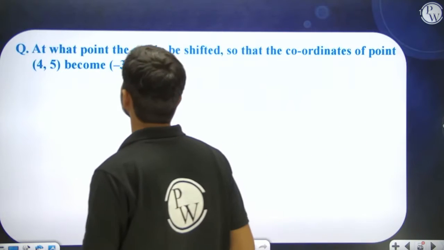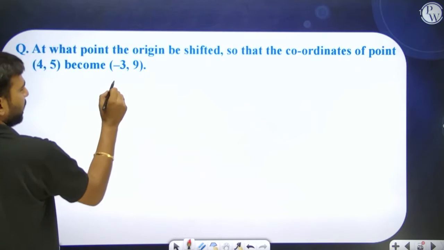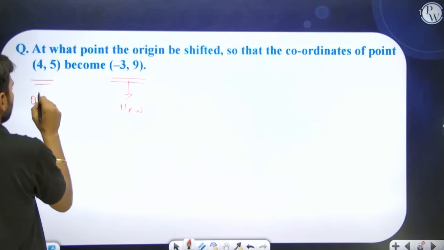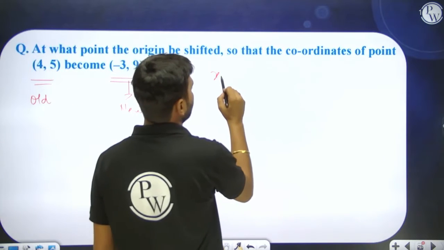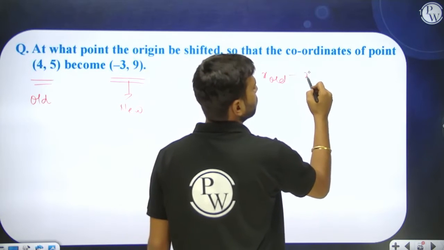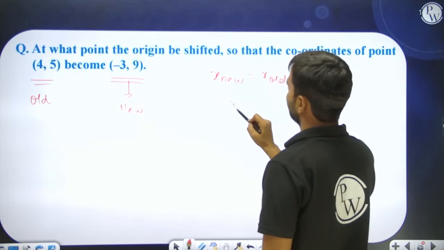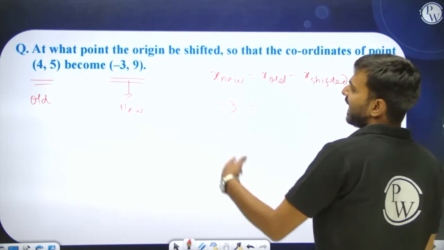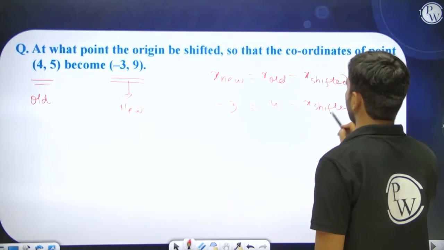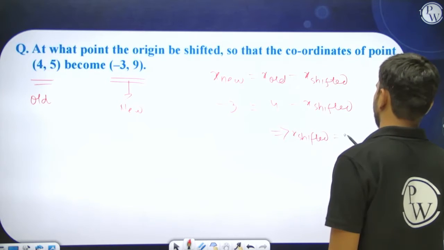Let's talk about this. At what point should the origin be shifted so that the coordinates of this point become this? That means this is our new one and this is our old one. Yes or no? So NOSE rule, what is it? New is equal to old minus shifted. So new x is nothing but minus 3. Old x is nothing but 4, minus x shifted, which is what we need to calculate. So x shifted is going to be 4 plus 3, that is 7.